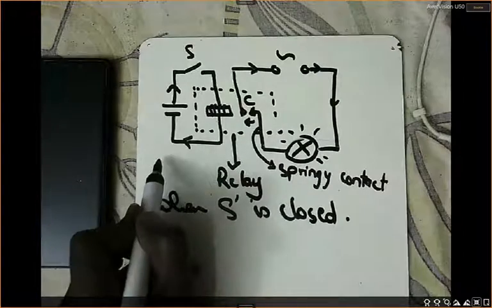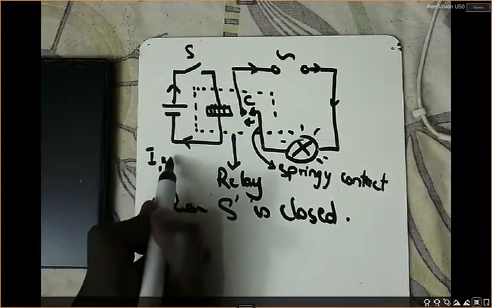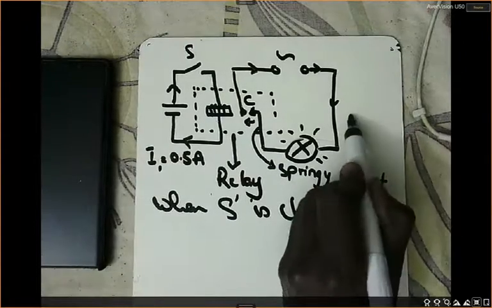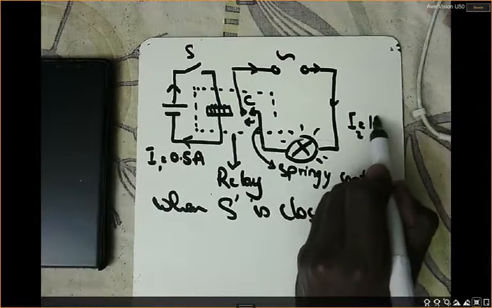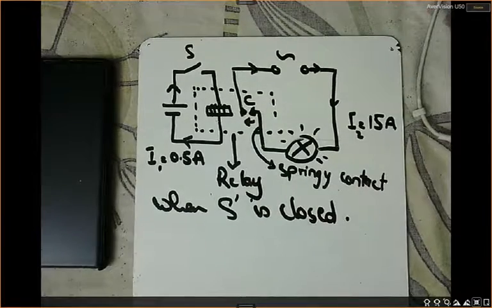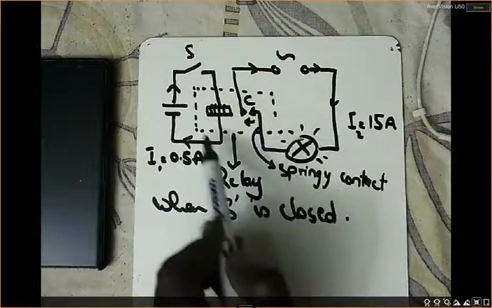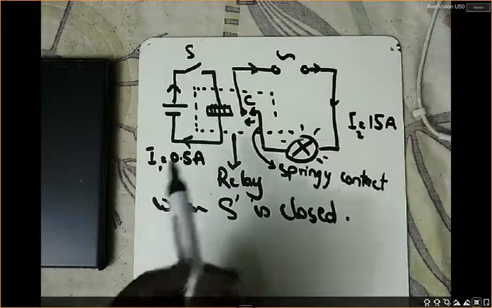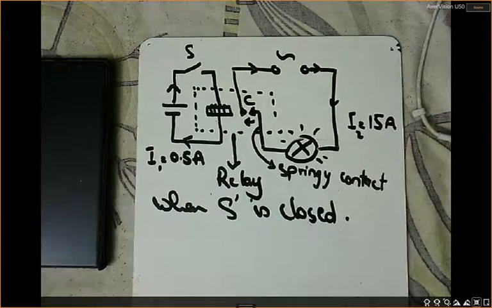For example, the current in circuit 1 can be, I'm just going to use random numbers, 0.5 amps. And the current in circuit 2 can be 15 amps. It's totally different, but it connects the circuits using this small device, which is called a relay. But why do we need a relay here? We need a relay to connect two circuits together such that the current in the first circuit does not flow in the second circuit. That's the main function.